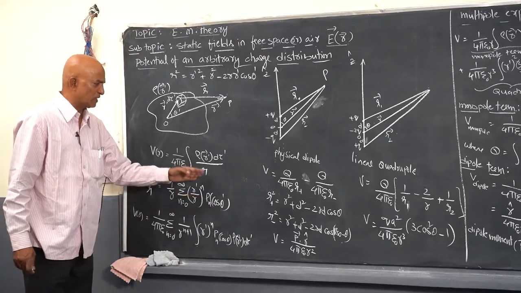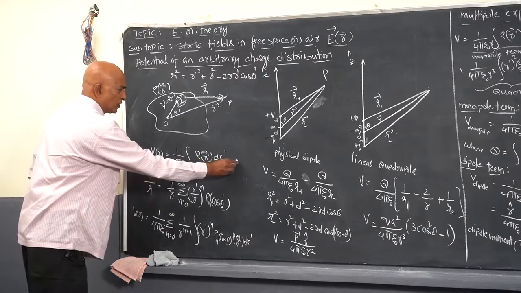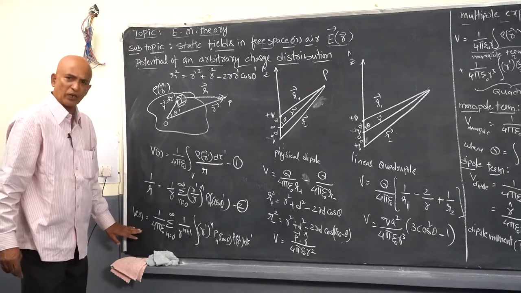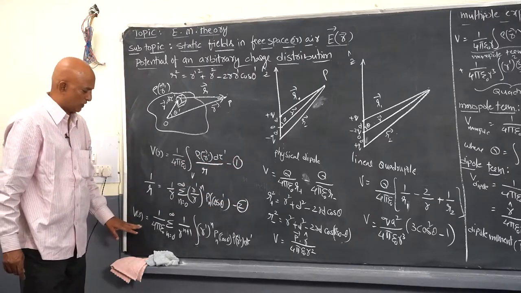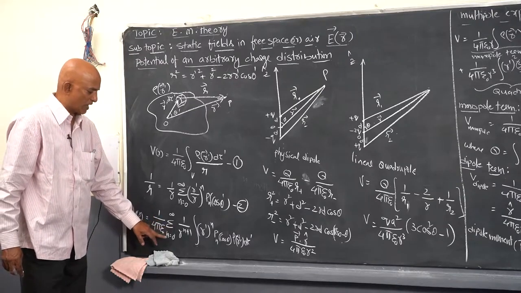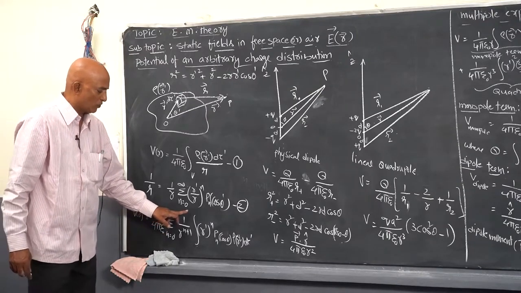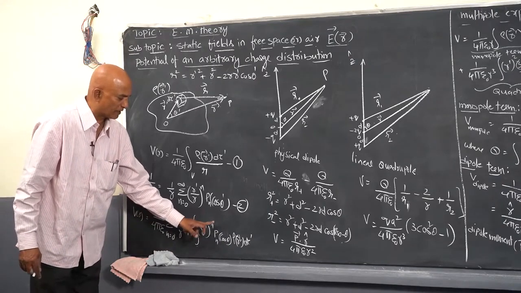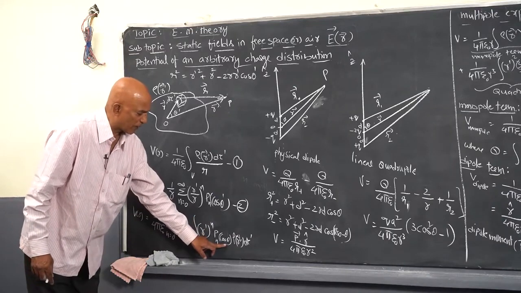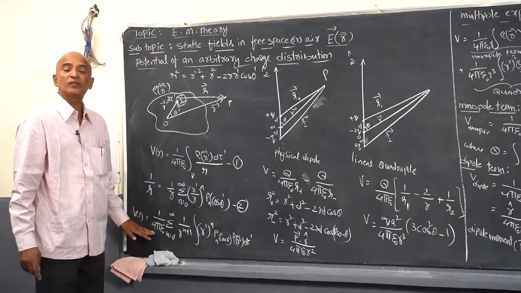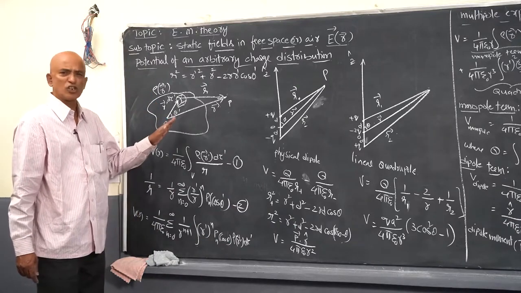Substituting this in the above equation 1, that is, substituting 2 in 1, we get the potential of this arbitrary charge distribution. V of r is equal to 1 by 4 pi epsilon naught, sigma n equal to 0 to infinity, 1 by r power n plus 1, integral of r prime whole power n into Pn of cos theta prime into rho of r prime d tau prime. This means you are getting a series of terms for this charge distribution.